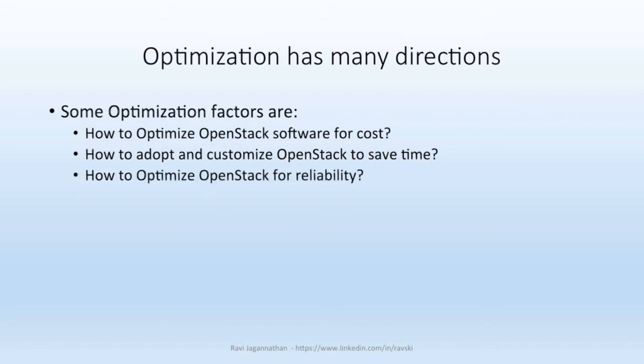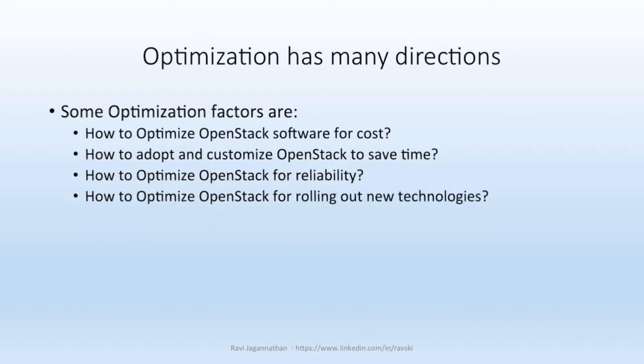How to optimize OpenStack for reliability? There is a controller level reliability, and there is a VM level reliability. So there are different aspects of reliability, and there are multiple databases in OpenStack. So reliability is another issue. And as a part of OpenStack, some new technologies are coming up, like VXLAN, MPLS over GRE, and some technologies are getting deprecated. So rolling out new technologies with OpenStack is another thing that people need to optimize. So optimization is not one dimensional, it is multidimensional.